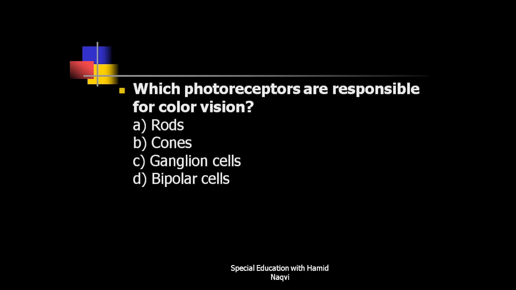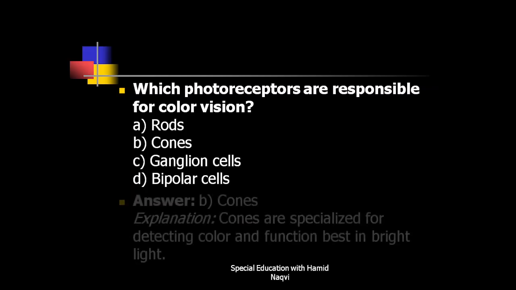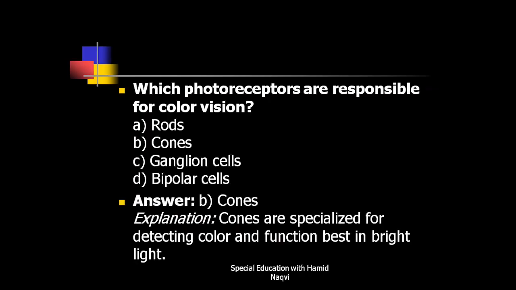Next is, which photoreceptors are responsible for color vision? Rods, cones, ganglion cells, or bipolar cells? Answer is B, that is cones. Cones are specialized for detecting color and function best in bright light.